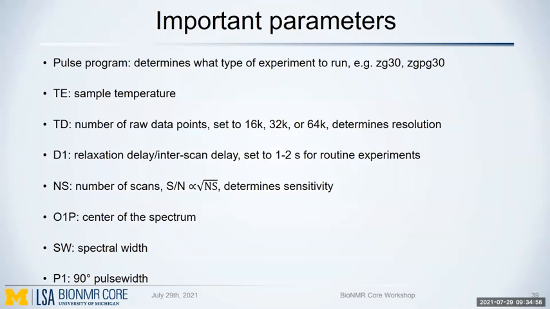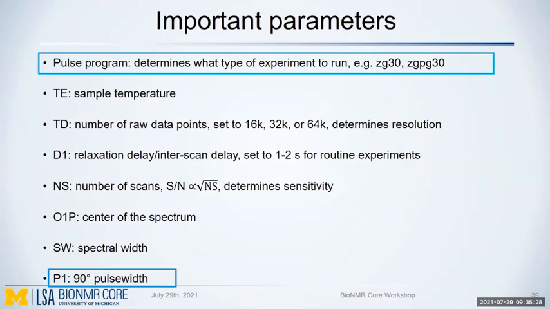And also when you select the experiment, ICON-NMR will ask you if you want to change any of the parameters that are specifically for your sample. Some of the important parameters are listed here. Like PULPROG is actually the most important one, and the BioNMR core staff have already determined the pulse program for you. So this pulse program determines what types of experiment to run.